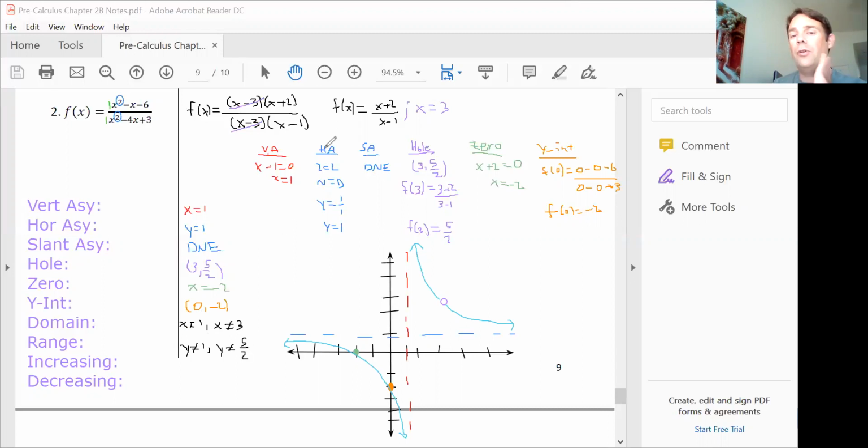Let's see what the graph's doing here now. Going left to right, I'm going down the entire time, that's decreasing. Well, in this case, the opposite of the last time, I don't have anything increasing. Instead, I am decreasing the entire time. So again, that means the decreasing domain is equal to the domain itself.